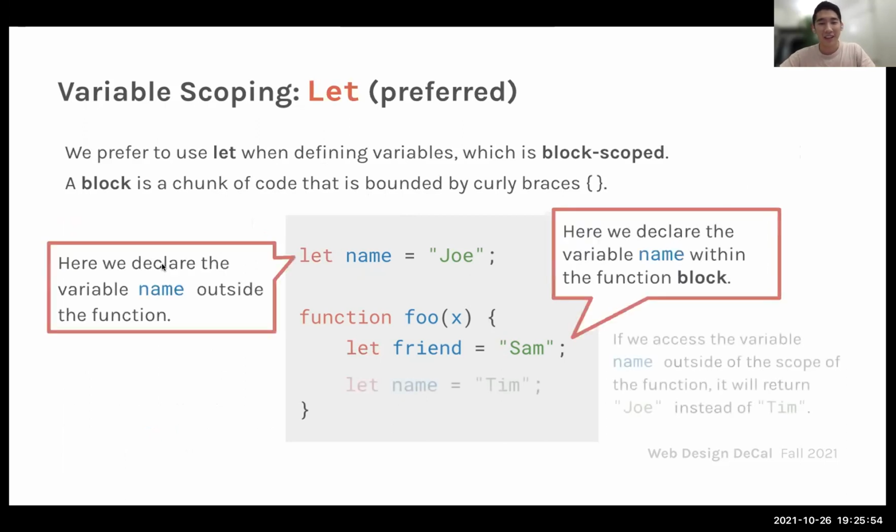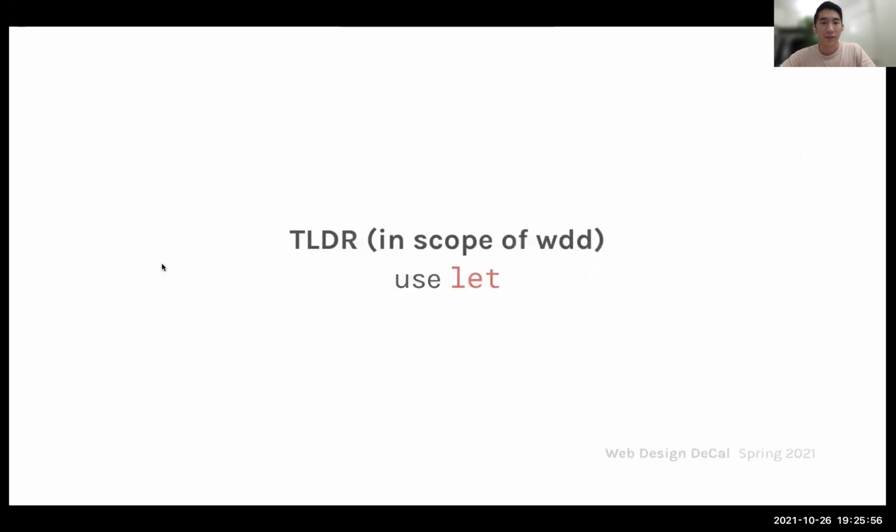What we will say is, in order to define variables, for this class, TLDR, just use let. Just use let to define all your variables, whether it's some text, like a string, or whether it's some number. Use let, don't use var, don't use const.